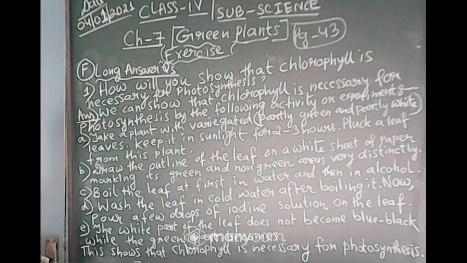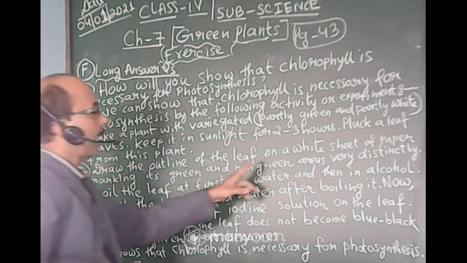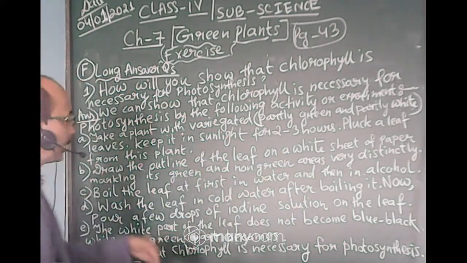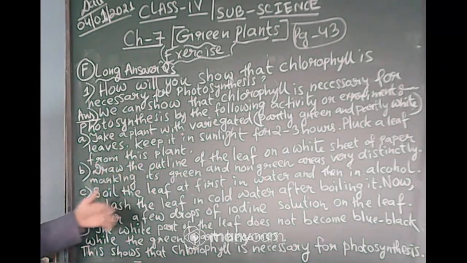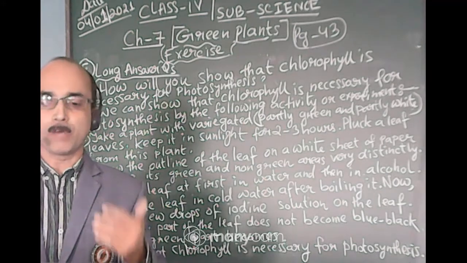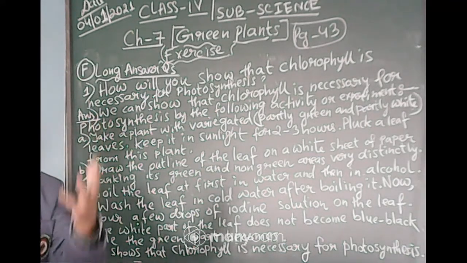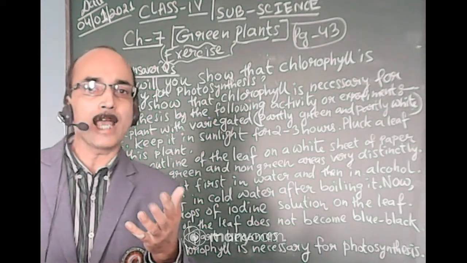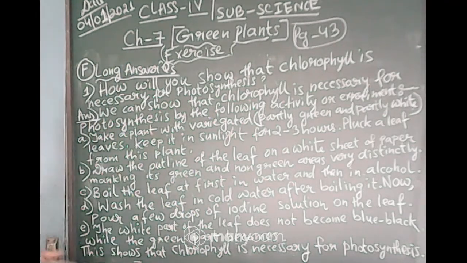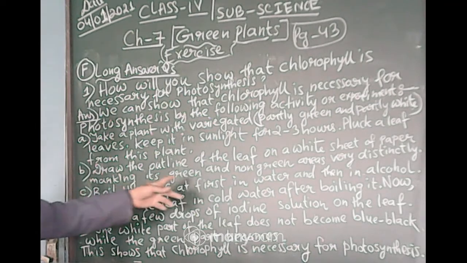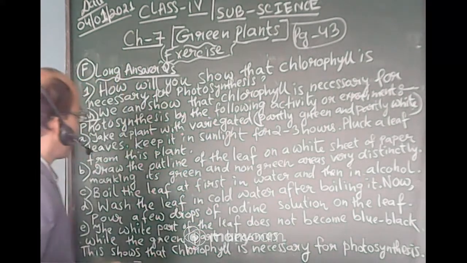Now, number C, boil the leaf at first in water and then in alcohol. Before performing the starch test, you have to first boil it, meaning you have to bleach the leaf. So how can you do the bleaching? First boil in water, then boil in alcohol, then it will be bleached. This is point number C.